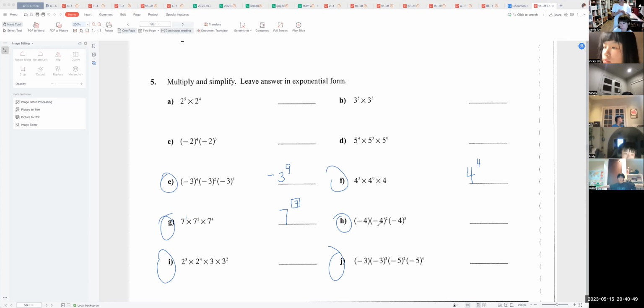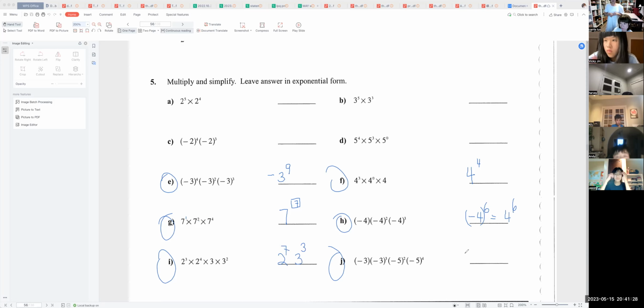Okay, next one. Number H: negative 4 times negative 4 squared times negative 4 to the power 3. Andy. Negative 4 to the power 6. Should that be positive or negative? Positive. Very good. Next one, Jason. 2 to the power of 7 times 3 to the power of 3. Very good.